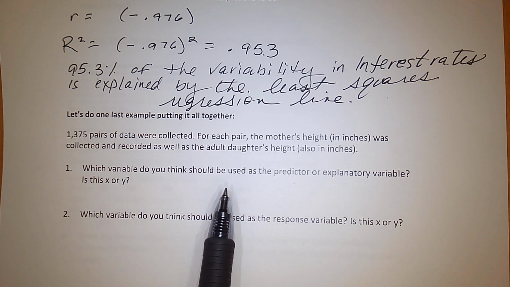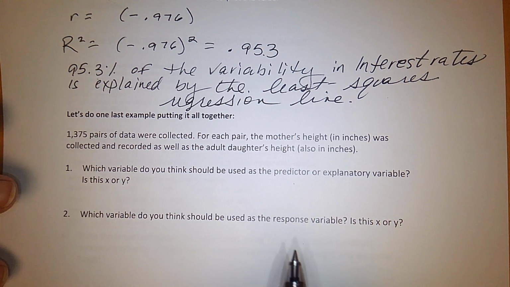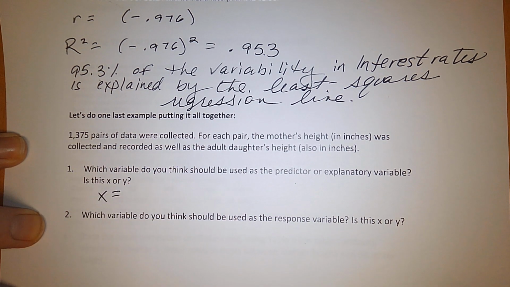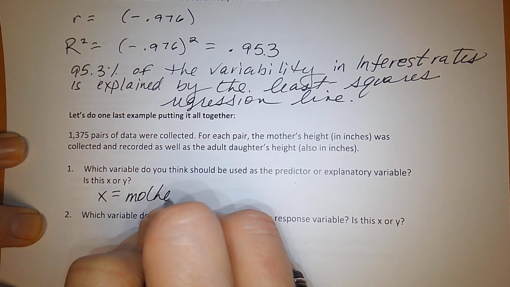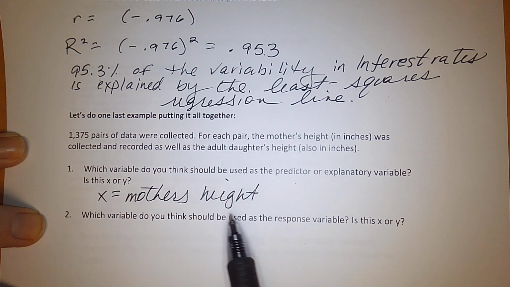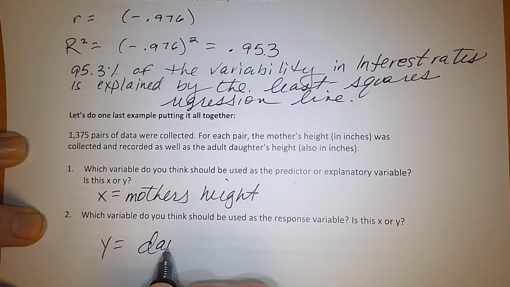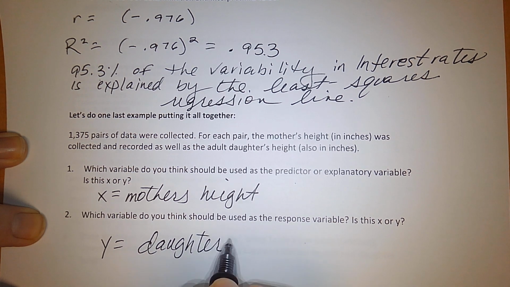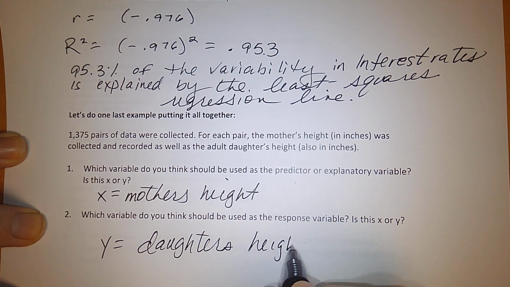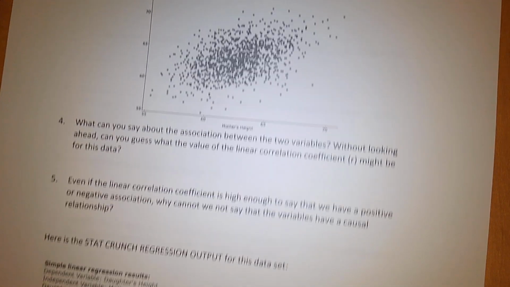Which variable do you think should be used as the predictor or explanatory variable? We're going to let X be the mother's height. The reason is that this is going to be the independent variable, and that's going to be used to predict how tall the daughter is. Okay, so let's keep going.